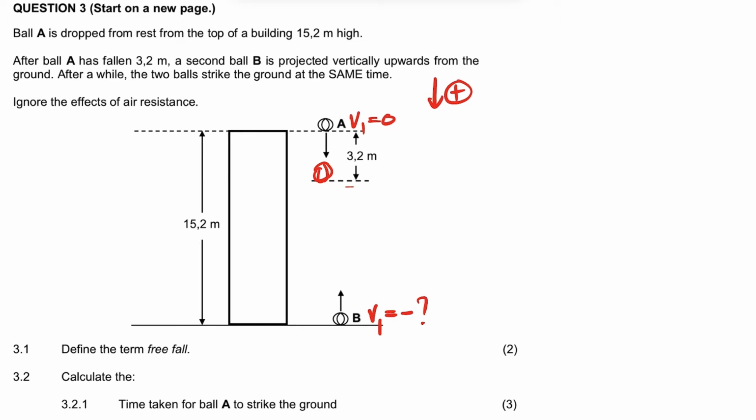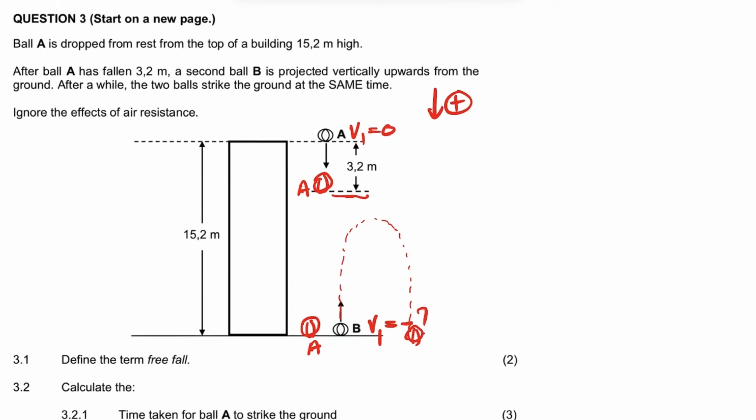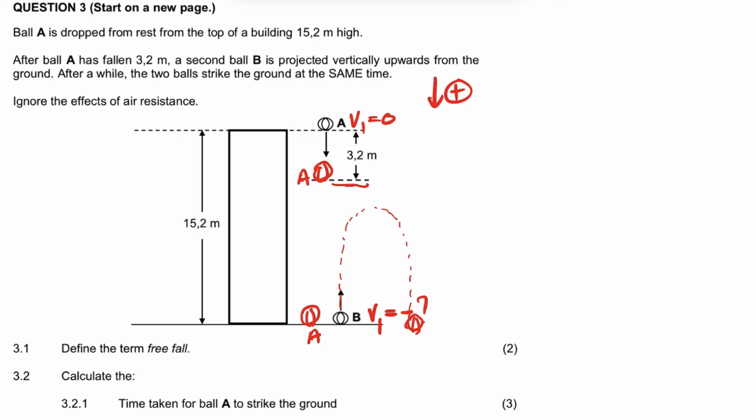So the motion of ball B will go like this, right? But it reaches the ground at the same time as ball A. What we know is that ball B was thrown vertically upwards when ball A had traveled 3.2 meters from the height. All right, now, what do you need to note, guys? Okay, let's go to the questions.